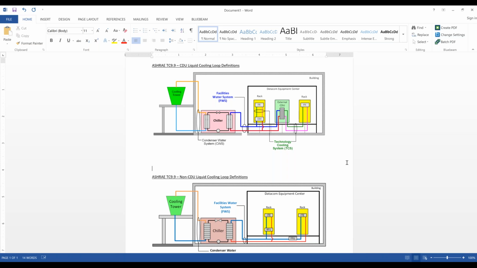And maybe just for Arch's benefit, the acronym stands for the American Society of Heating, Refrigeration, and Air Conditioning Engineers. So basically, it's the group of engineers that design mechanical systems for buildings.